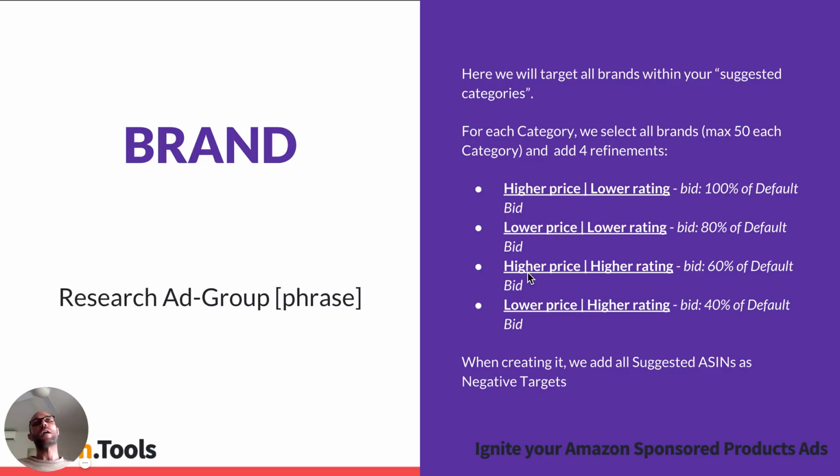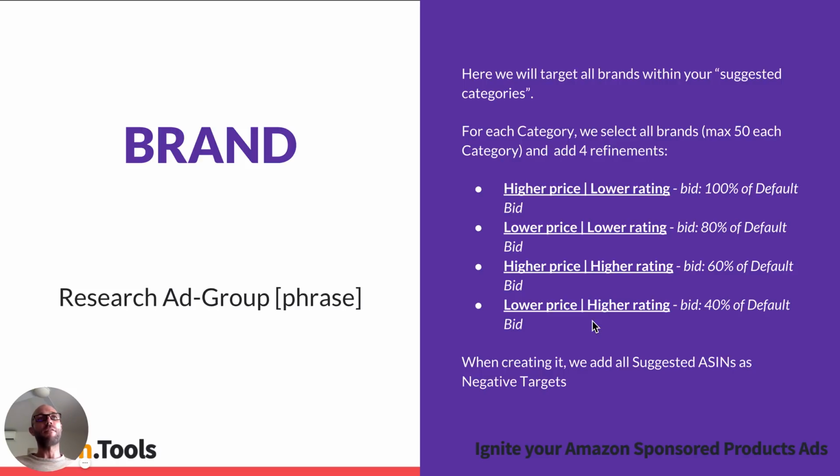Then we're going to segment those brands by higher price, higher rating. So more expensive products with higher rating. They are more expensive, but they have higher rating, so they could be perceived as higher value products. So you have even less likelihood to convert, so 60%.